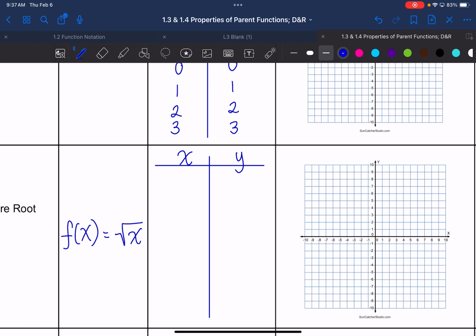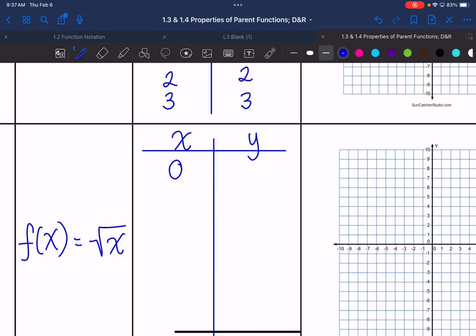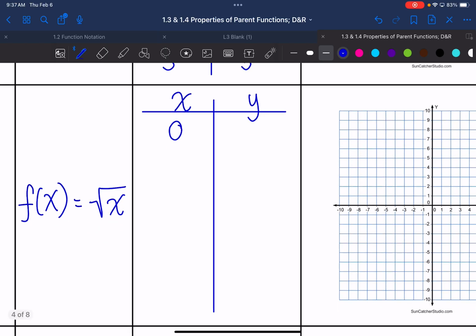Your calculator will just say error, right? So I know at least I have to start at 0 because square root of 0 is just 0. And then you could go up 1, 2, 3, 4, but not all of those numbers are square rootable, right? Like square root of 2 is going to give you an ugly looking decimal.